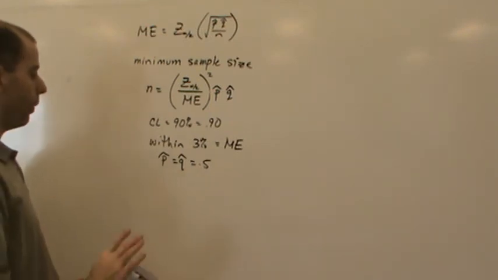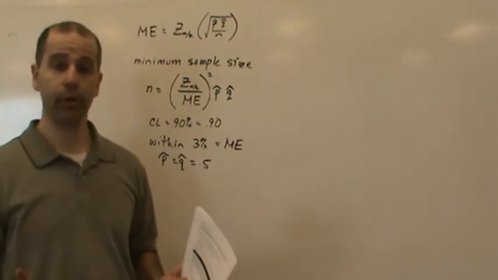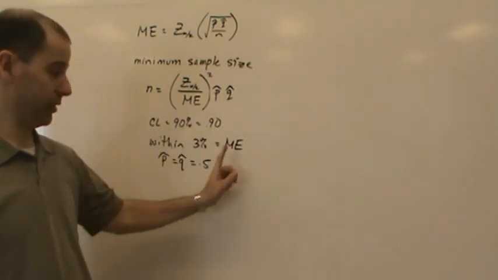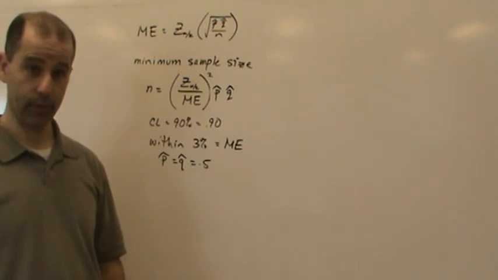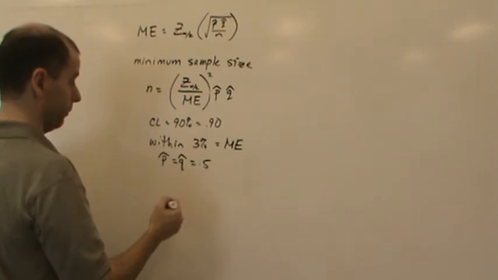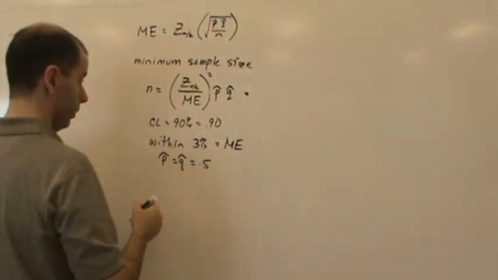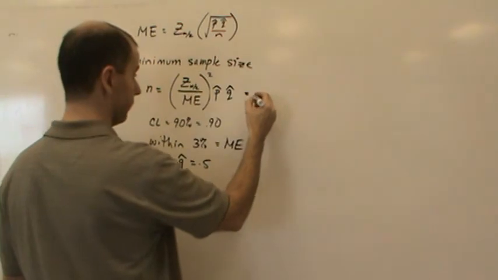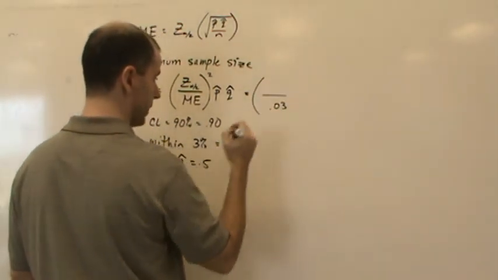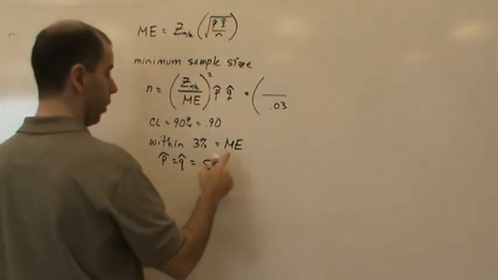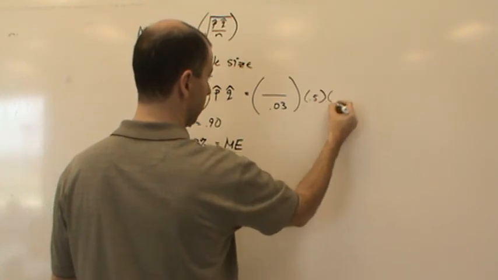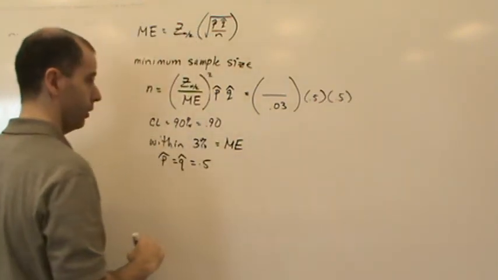So now, what do they want? They want to know what's the minimum number of people that they need to survey in order to make sure that the margin of error is no bigger than 3%. Well, this is the formula we're going to use, right? In this case, we know the margin of error, that's 0.03, 3%. We know the p hat and q hat, those are each 0.5 because they don't tell us any information, so we're going to make them 0.5.